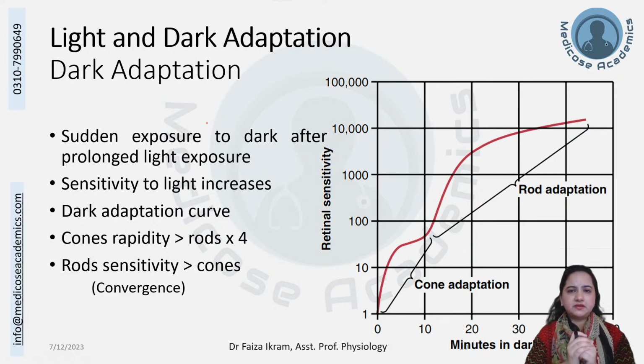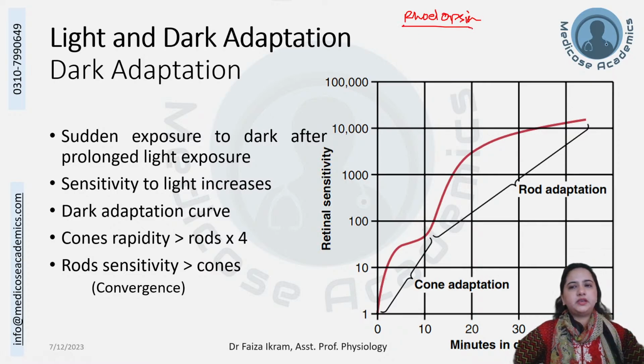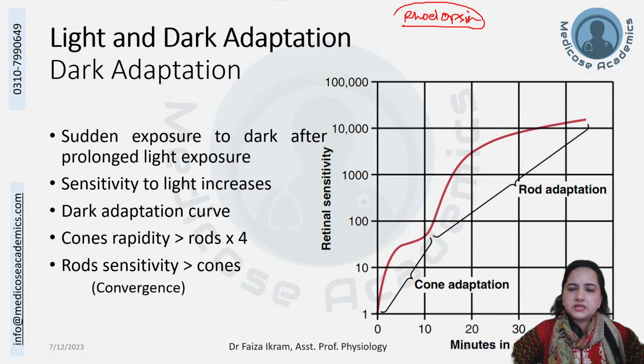Your rhodopsin will be too much because you were there in the dark for 3 hours watching a movie. So your rhodopsin is not decreased. Initially, your field visual acuity will be decreased.